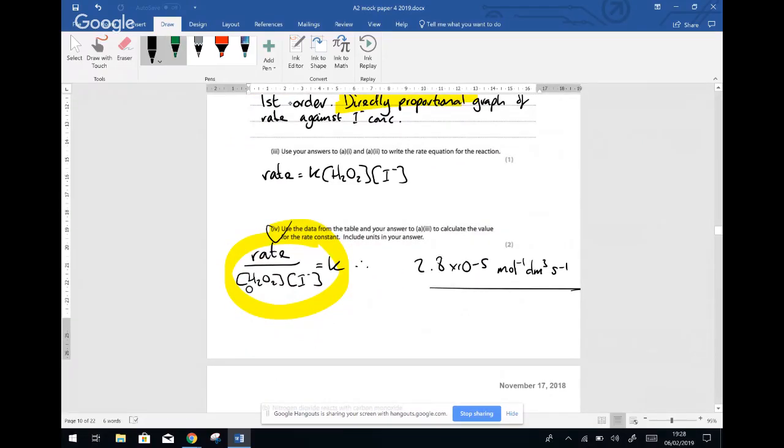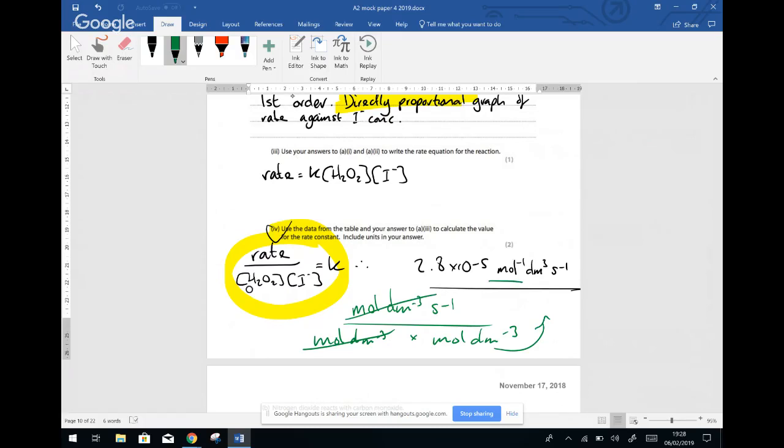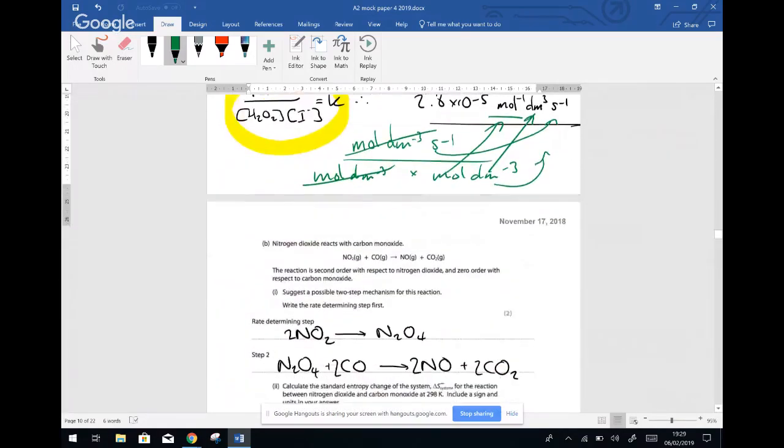So just to do the units bit for anybody who wants to know, rate is moles per dm cubed per second, all over hydrogen peroxide, moles per dm cubed, times iodide, moles per dm cubed. Right, cancel what cancels. That guy cancels with that guy. This guy now needs to come up, so you flip its sign. So moles to the -1, dm to the +3, and s remained exactly the way it was. So there are my units. Just nice to run units.